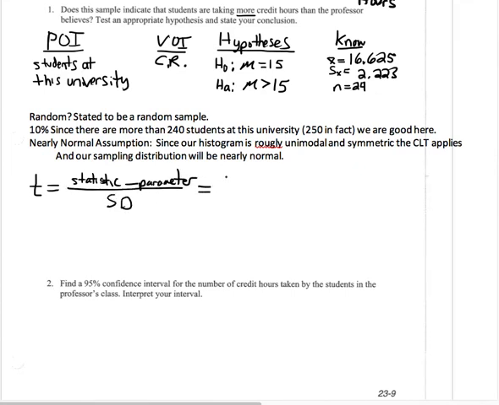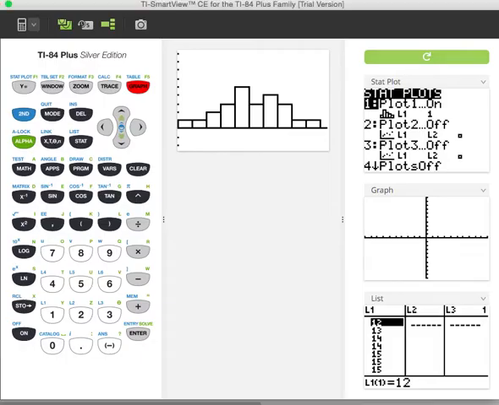So that's going to be our statistic is x bar. So we're going to go x bar minus our parameter. Well, we wanted to compare it to 15. And our standard deviation is now going to be our sample standard deviation over the square root of n. Square root of n. So let's go put that into our calculator and see what we get.